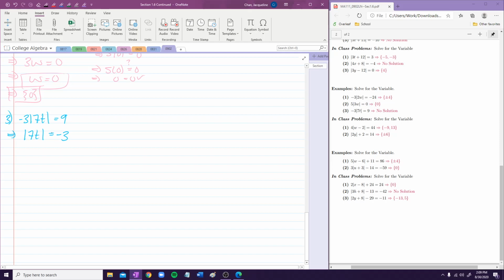But what do we know about an absolute value? An absolute value is a distance, which is always positive. So what does that mean? An absolute value can never be negative, or you can say it can never be less than 0. So what does this mean? This means no solution.